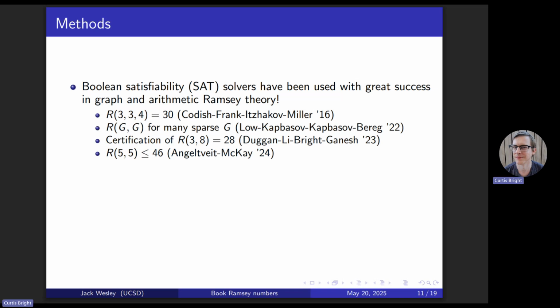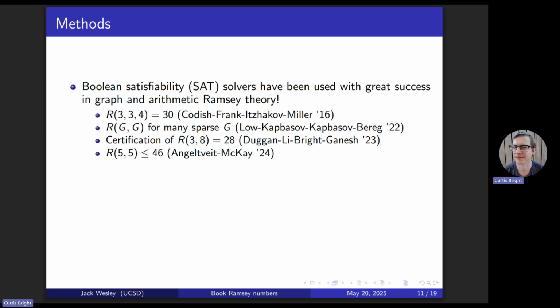We've gotten many other diagonal results for sparse G. And this third result is about certifying that this Ramsey number is correct. A lot of these older results come from massive computations, lots and lots of cases to check, that it's very difficult for a human to actually verify.